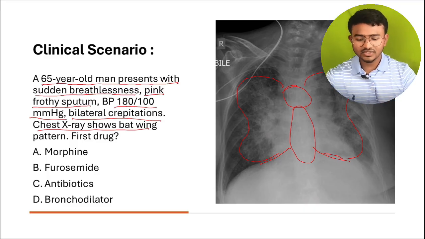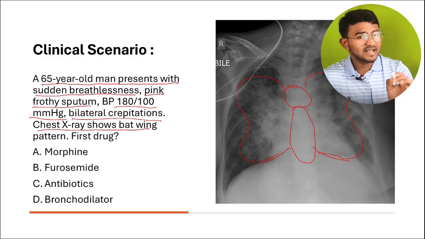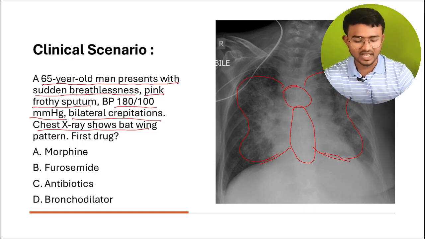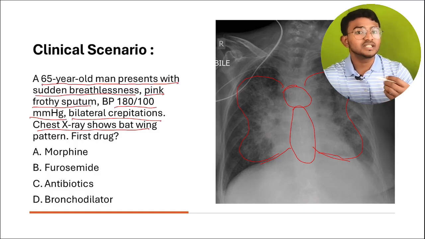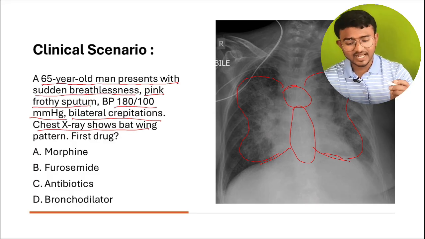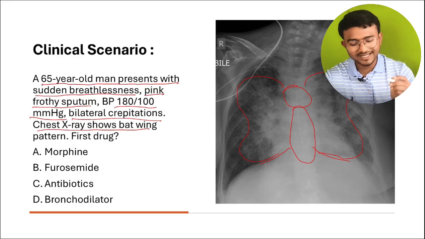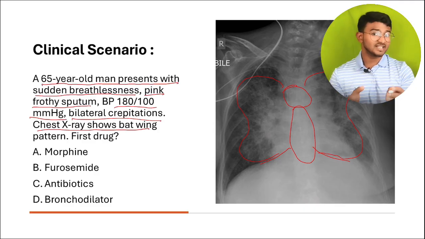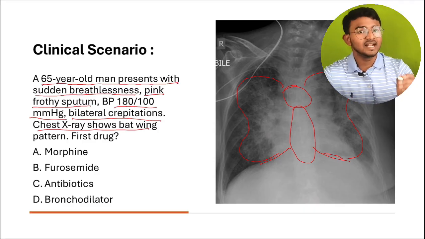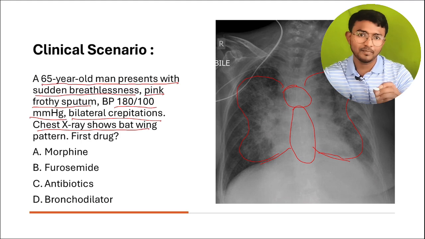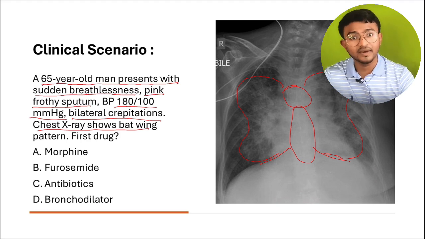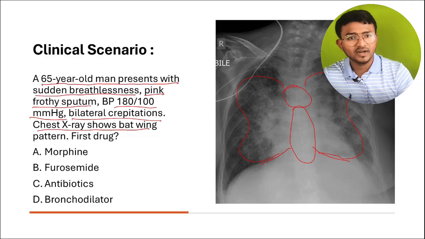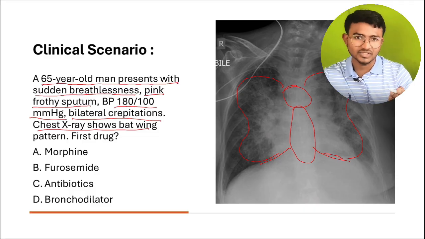So here you can see a 65-year-old man presents with sudden breathlessness, meaning dyspnea, and pink frothy sputum. If you see pink frothy sputum and bilateral crepitations with this chest x-ray, we have to understand that the patient has heart failure. In heart failure cases we can see pulmonary edema, with sudden breathlessness. So what management, what type of drug do we have to use as first line?